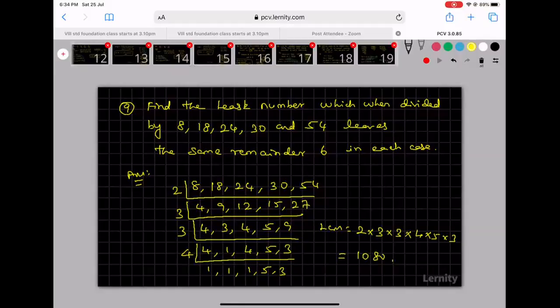But we want the same remainder, so at last I want to add this 6. Therefore my answer is 1080 plus 6, which is 1086. Same remainder means you have to do like this. First you find the LCM, since they asked for the least number, and then add the same remainder 6.